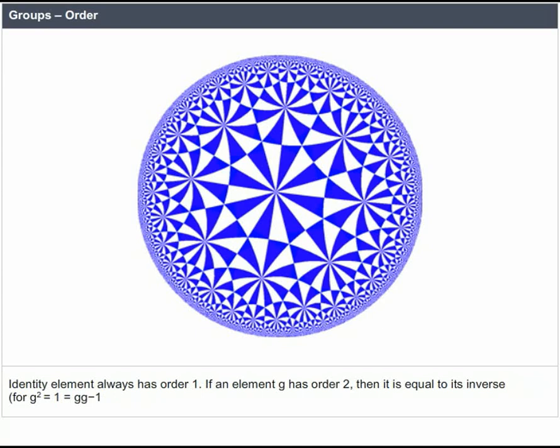Identity element always has order 1. If an element g has order 2, then it is equal to its inverse, for g squared equals 1, equal to g into g inverse.